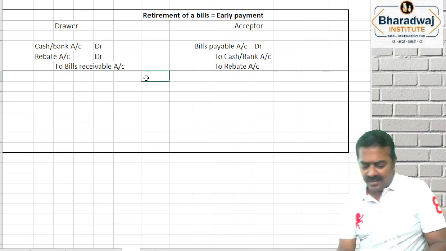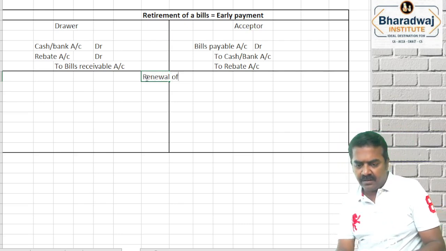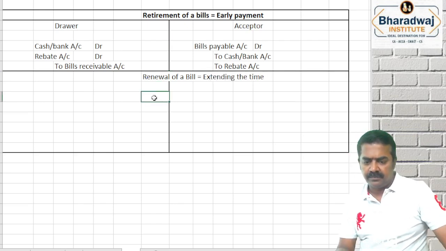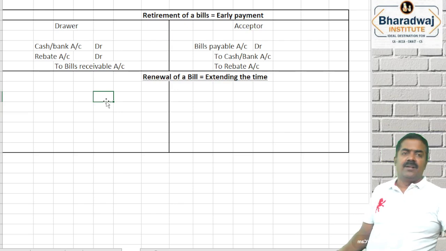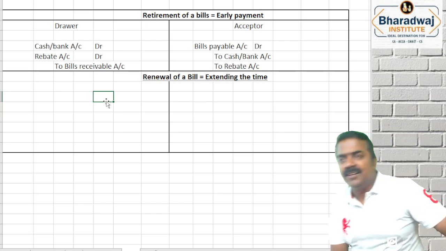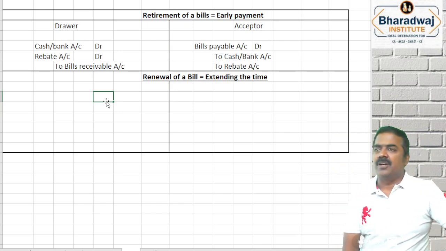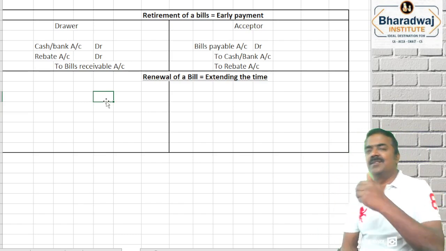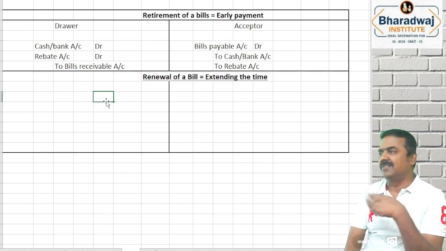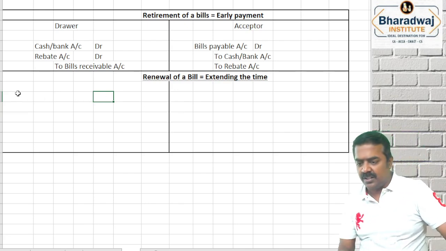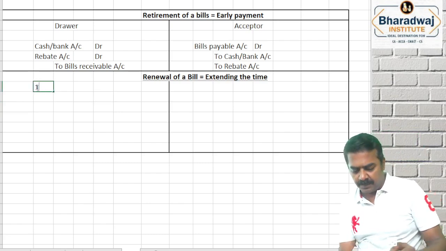Next, renewal of a bill. What do you mean by renewal of a bill? Extending the time. For example, you are not able to pay the money on the due date, so you are asking for an extension of time. Will I just give an extension? I will ask for more money, I will charge you interest.